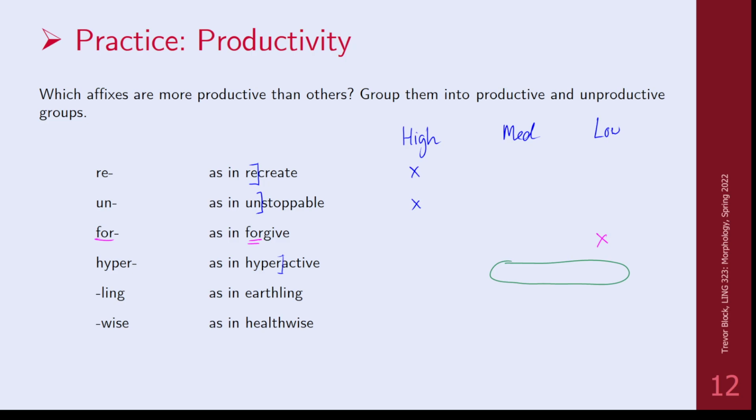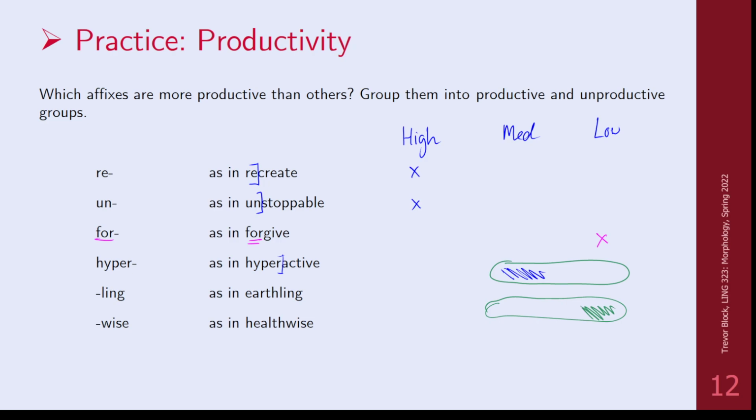It does feel like it's more active than for, so probably more in this area, but definitely not as productive as re or un. What about ling, as in earthling or a weakling or a starling? This is another one of those medium to low creative things. So you could be like, oh yeah, you're a student ling, or a class ling, an SFU ling. That sounds a little weird, right? So maybe mid to low, more on the low end.